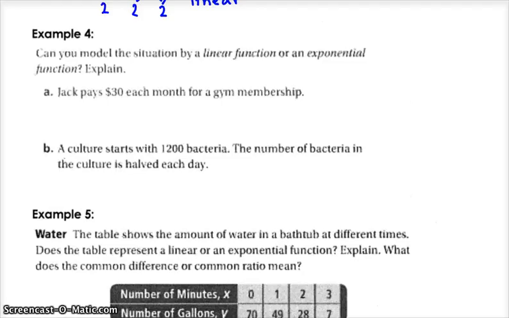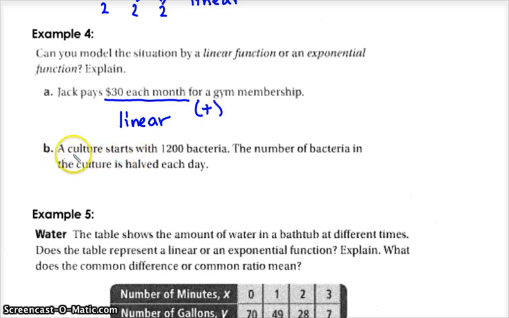In example number 4, I'm looking at this same kind of idea, trying to decide whether the function is linear or exponential. And we're looking at these real-world situations and deciding which type of function would model that better. It says Jack pays $30 each month for a gym membership. So I'm constantly adding $30. It's $30 each month. Since it's that consistent number, this is a linear relationship. I like to think of this as addition. I'm adding $30 every month.